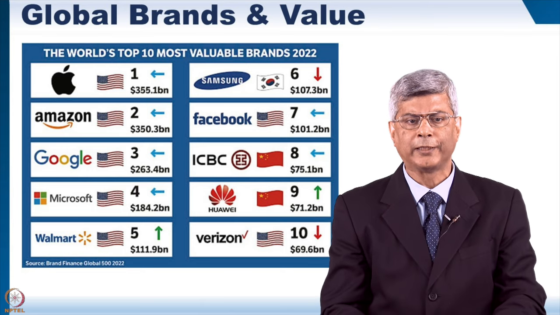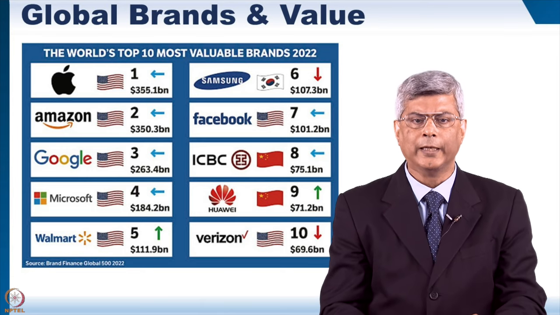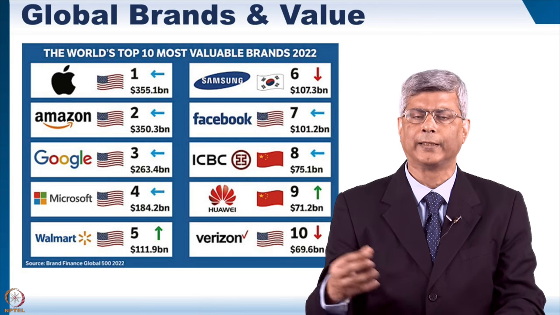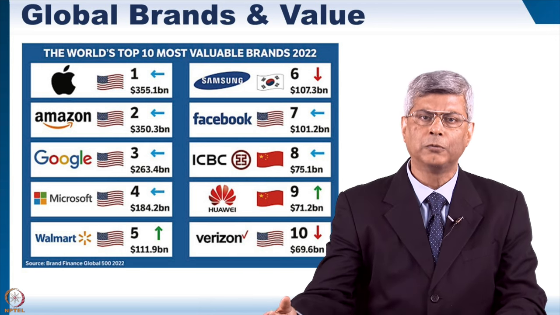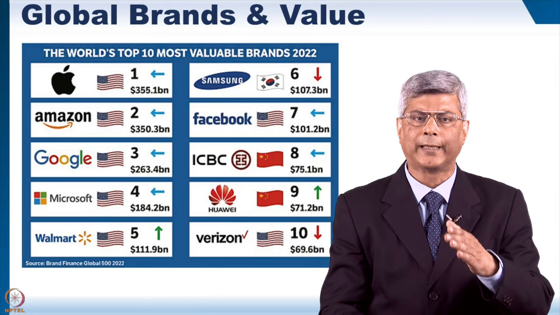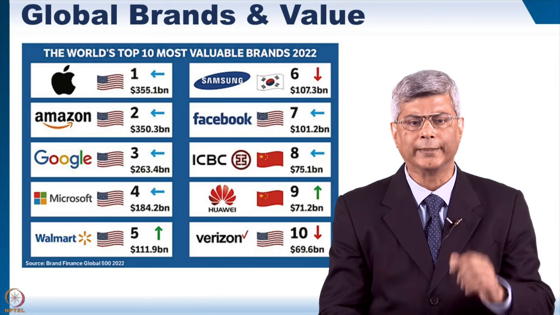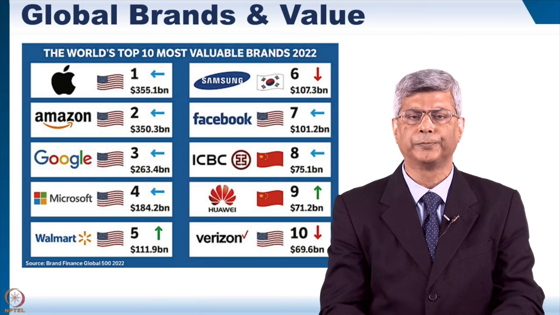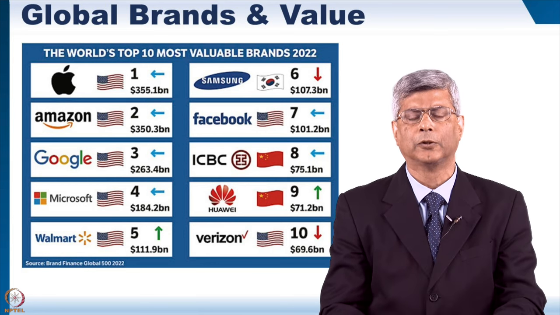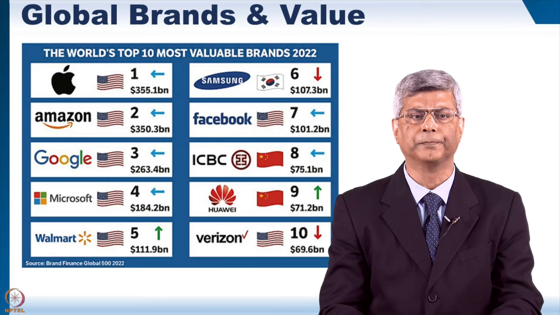Most of you will be using Facebook. ICBC is a Chinese company, as is Huawei, and Verizon is like Jio or a Vodafone or Airtel. It's a telecom company in US. And these are the brand values. But there are also brands in different categories or industries. So let's look at some of them.